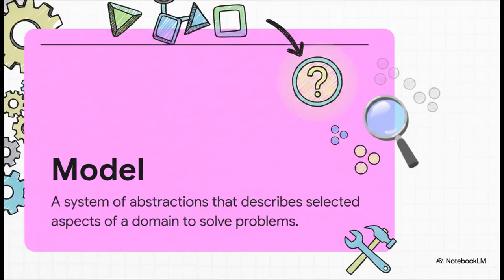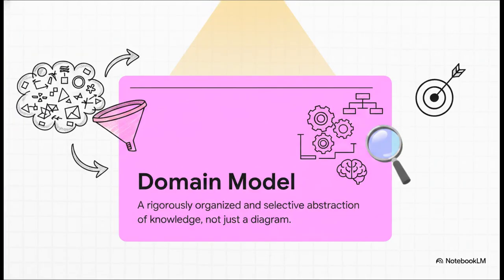Next up, we have the model. A model is a system of abstractions that describes selected aspects of a domain to solve problems. Now, really emphasize that word selected here. A model is an artificial creation, and it's designed strictly for problem-solving utility. It's the tool we use to somehow grapple with the overwhelming, massive volume of information that exists out there in the domain. Now smash those two concepts together, and what do we get?